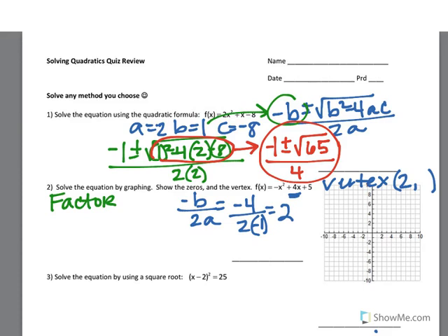Now since this is in standard form, I already know that my y-intercept is going to be the c value. So c, my y-intercept, is going to be 5. So I would already know that my vertex is 2, 5.